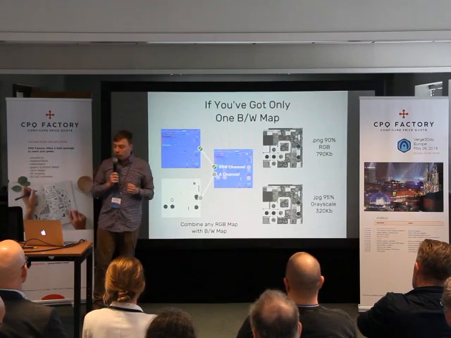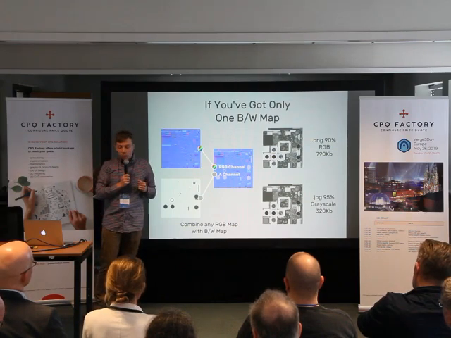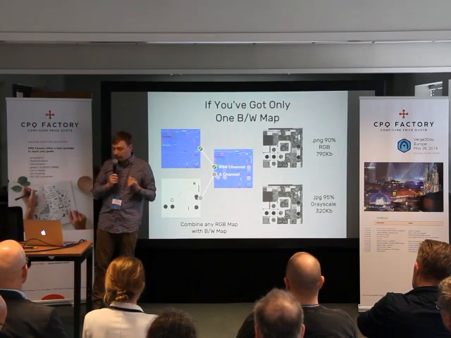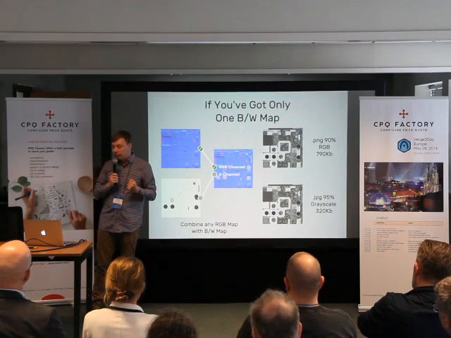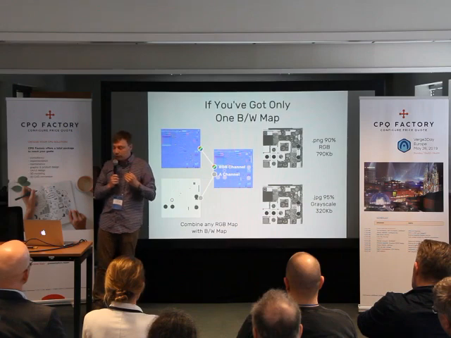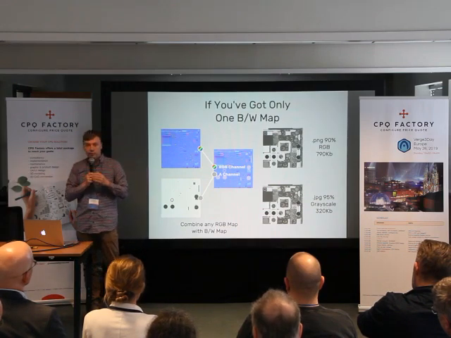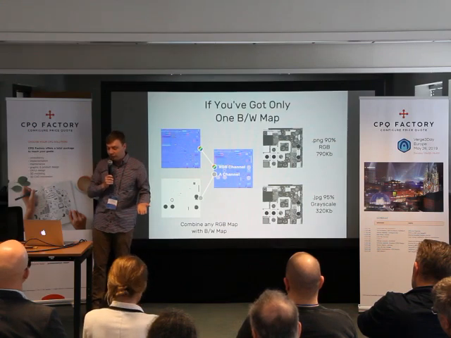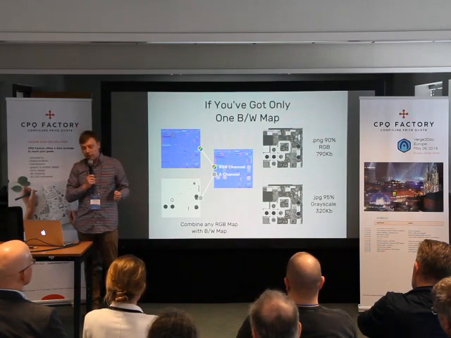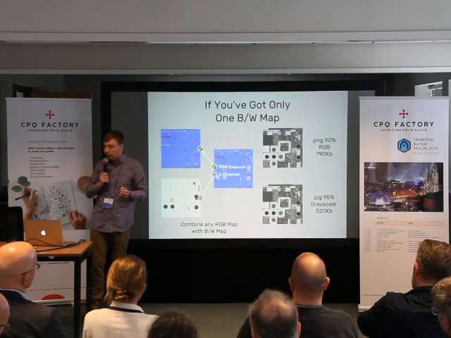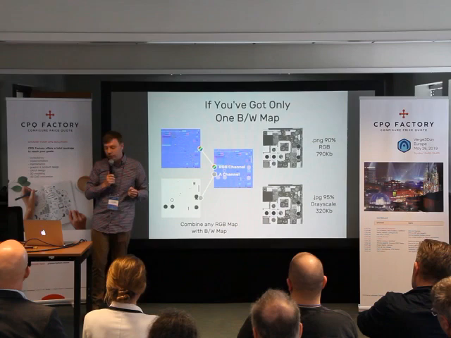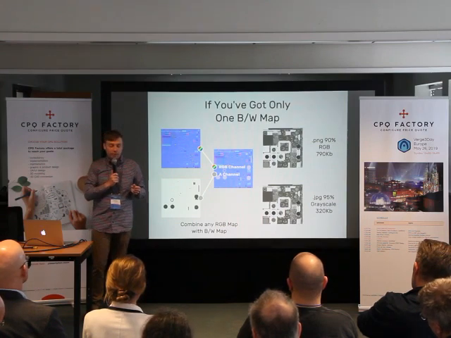If you have only one black and white map, you can combine it with another already existing colored image by putting it into its alpha channel. And the last situation is when you don't have any already existing colored map. The best you can do is to convert your map to JPEG format with 95% compression and to grayscale mode. It will be the best.